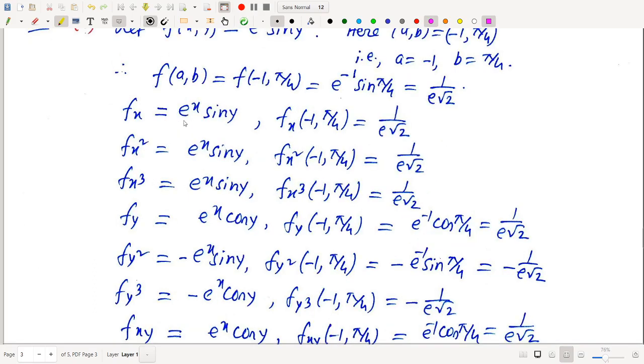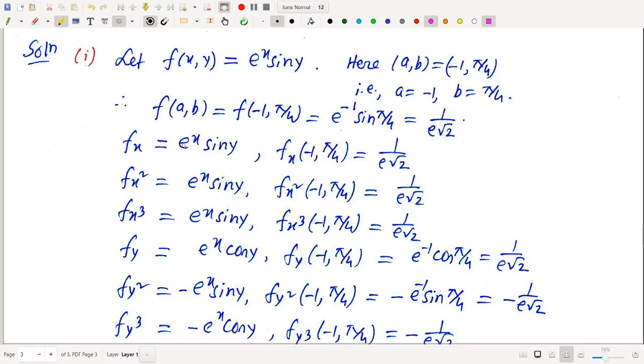Then fx means derivative of this e^x sin y with respect to x, but e^x derivative is e^x. As many times we differentiate, it will remain same with respect to x, y constant. So fx, fx², fx³, all are e^x sin y, and the values of derivatives at (-1, π/4) are all same also. 1/(e√2), 1/(e√2), 1/(e√2).